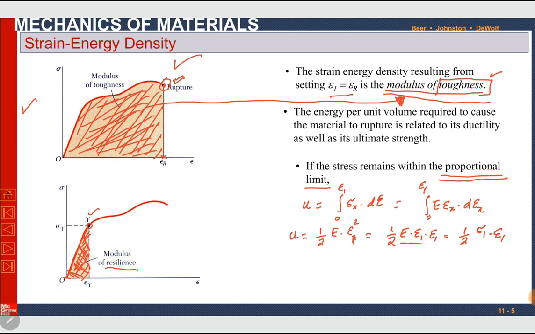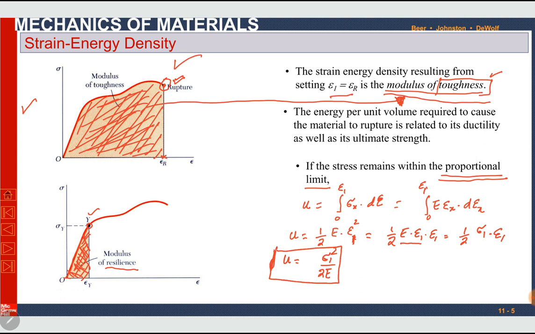So 1 over 2 sigma 1 into epsilon 1. Again, epsilon 1 can be rewritten as per Hooke's law: epsilon 1 is equal to sigma 1 over E. So this expression can be written as sigma 1 squared divided by 2E. This is called the modulus of strain energy density for elastic materials in the elastic range.